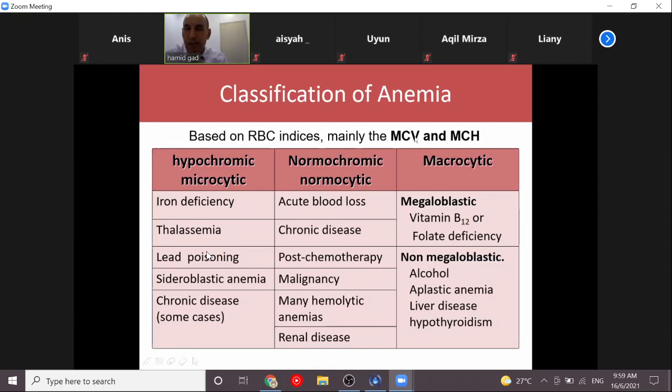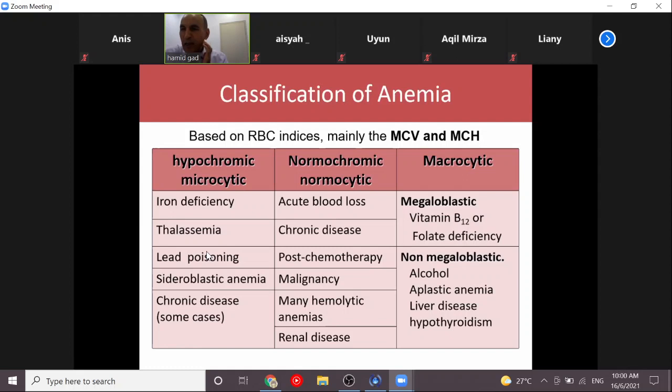When you find MCV is larger than normal, you have to think of folic acid and vitamin B12. This is how you reach the final diagnosis. If you find MCV is larger than normal, you don't go and measure the iron because it's wrong. Iron deficiency will produce small red blood cells. If the MCV is larger, we call it macrocytic anemia.